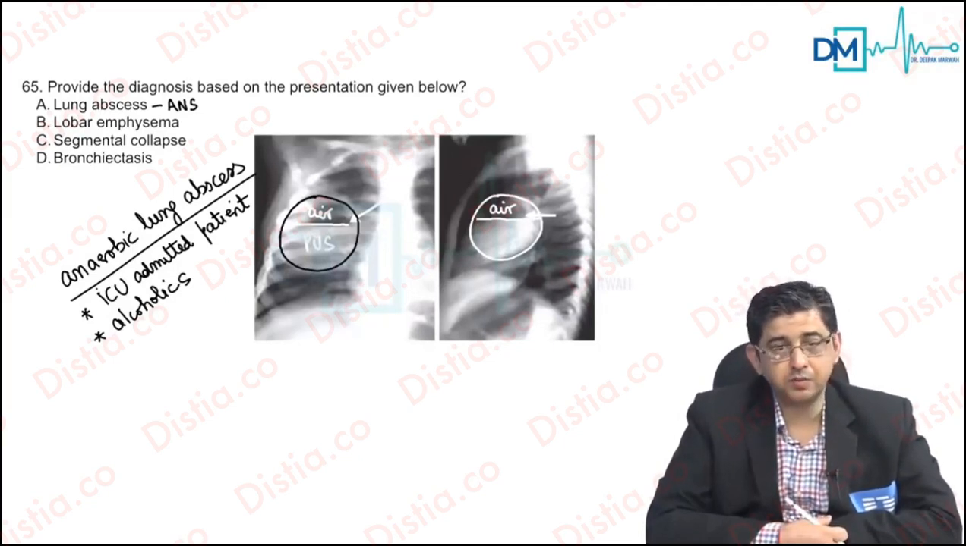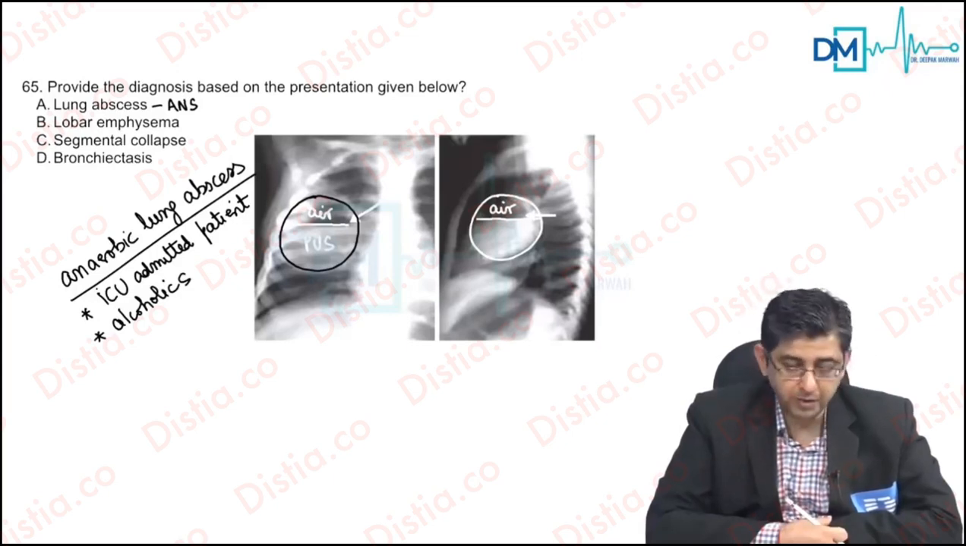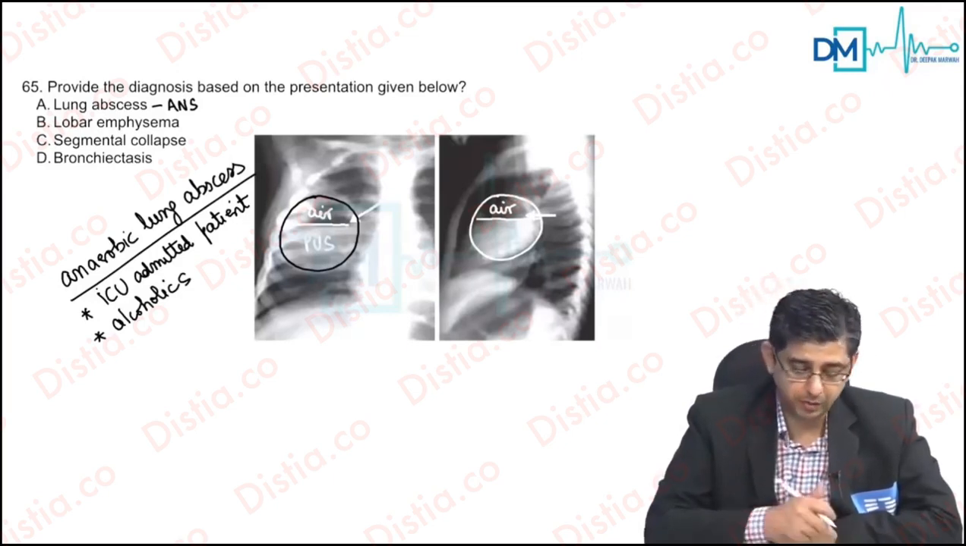Two important causes of lung abscess can be Staph aureus and anaerobic organisms. If a question mentions impaired airway defenses, then it is anaerobic lung abscess.